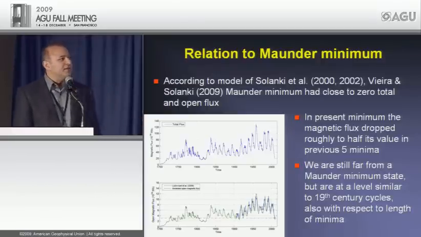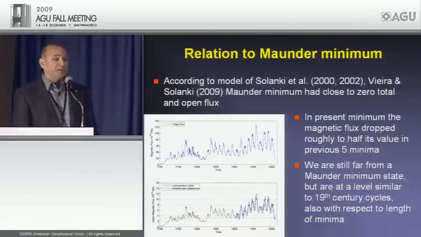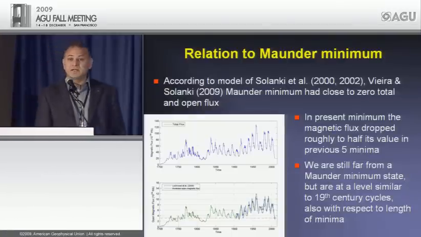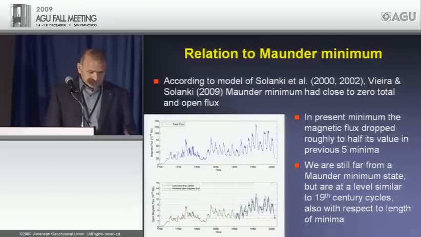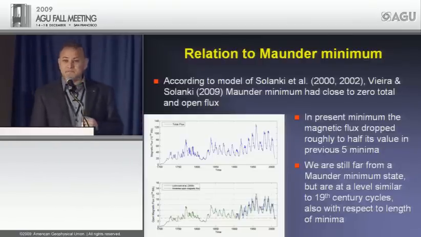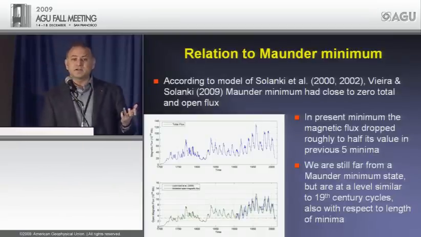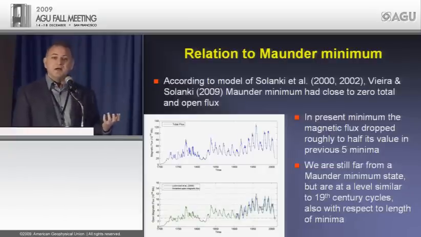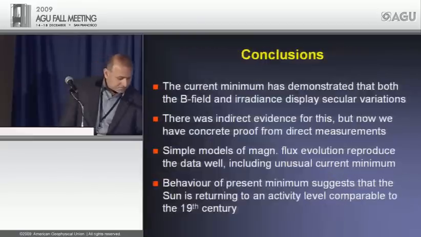We haven't even reached, if you look at the lower diagram, it shows the open flux, we haven't even reached the levels where, according to the model, we would have been in the Dalton minimum, around 1800, when there were a few very weak cycles, and the open flux and also the total flux were very low. So basically, we are at the level of around the 19th century. Which is interesting because also the minimum as far as the sunspots are concerned is also like the minima that we had during the 19th century.